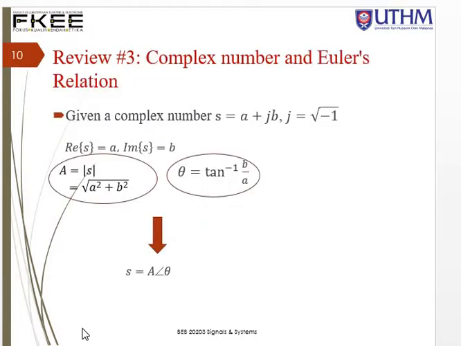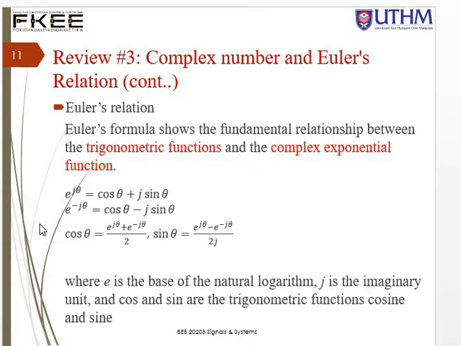Next, you need to know the complex number and the Euler relation. This is the complex value A plus jB, where j equals the square root of minus 1. This is the real part, and this is the phase. The phase is the inverse tangent of B over A. So you get this value.